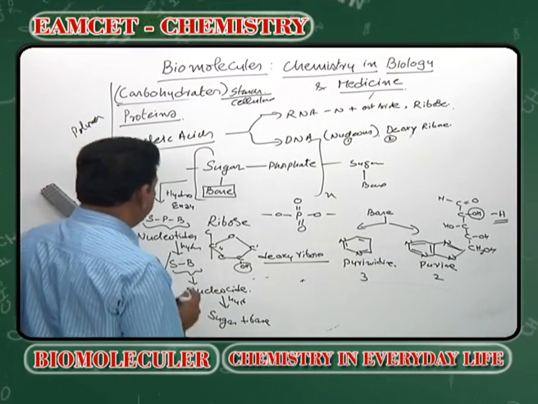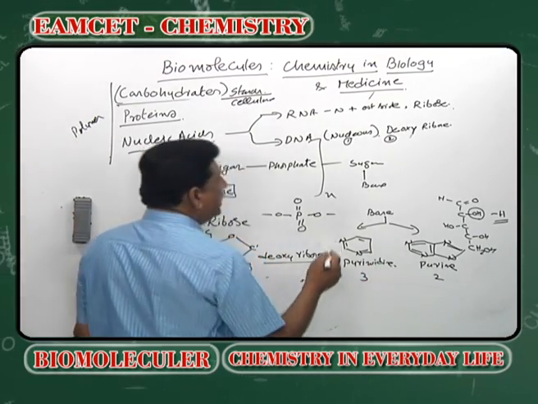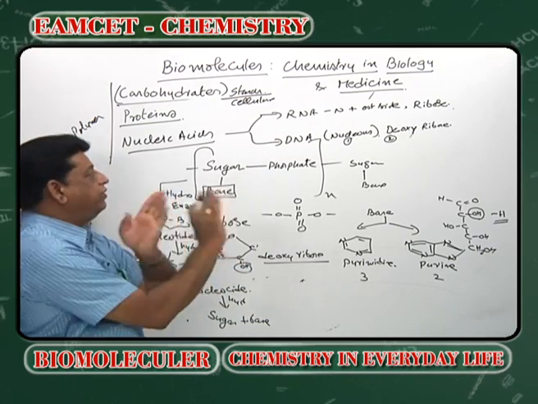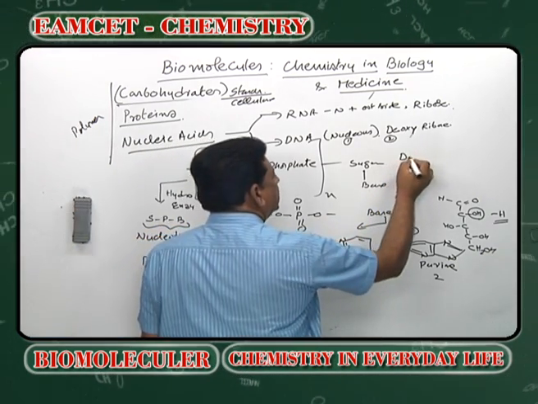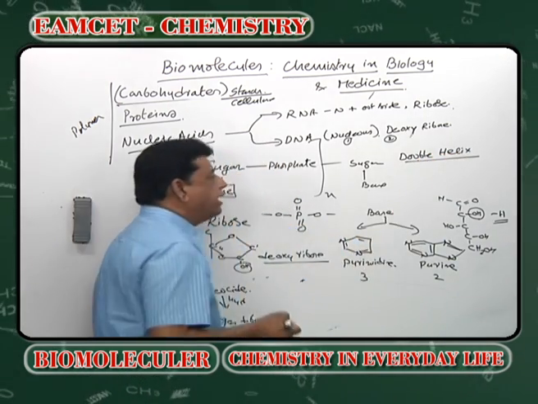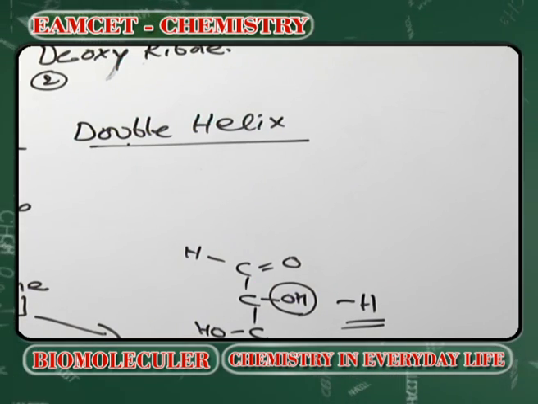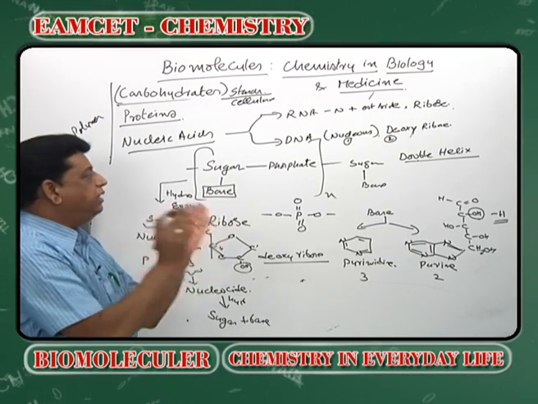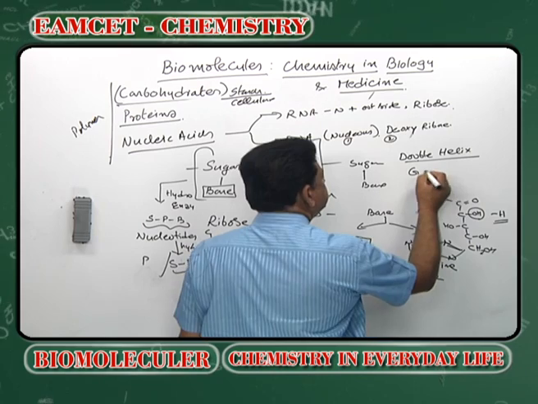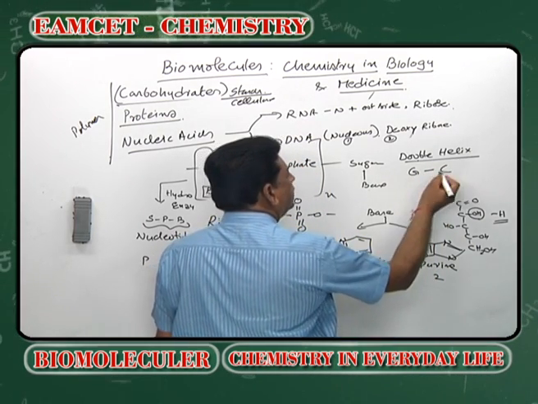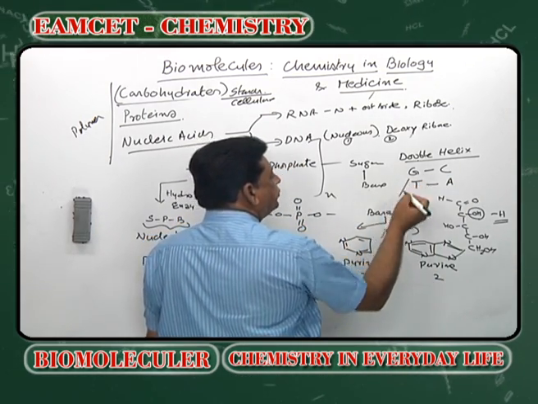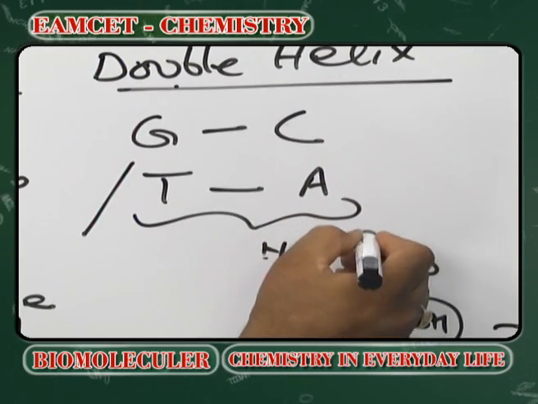In addition to this, the purines and pyrimidines will be there. The two chains of nucleic acids will be in a double helix manner. Watson and Crick identified the structure of the nucleic acid. They will be twisted, and in between, guanine G combines with C, and T with A. So in the DNA you find this type of sets.